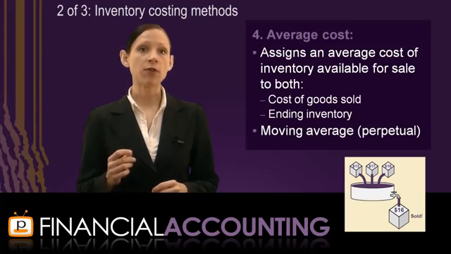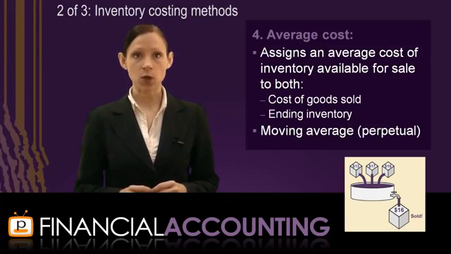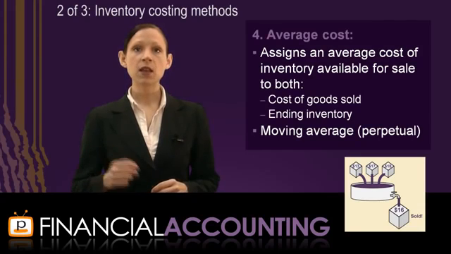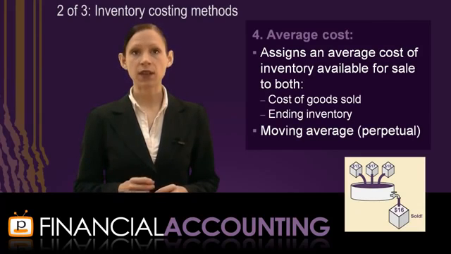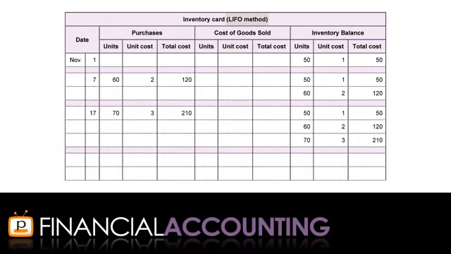This is because a new average cost is calculated after each purchase, so the average cost moves over time. Let's now look at a simple example of how to apply the LIFO assumption under the perpetual inventory system. We can see from the inventory card that we commenced the accounting period with 50 units at a cost of $1 each. 2 purchases were made during the period, 60 units for $2 each were purchased on the 7th, and 70 units for $3 each were purchased on the 17th.